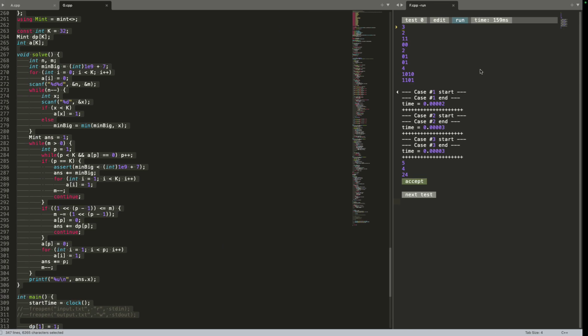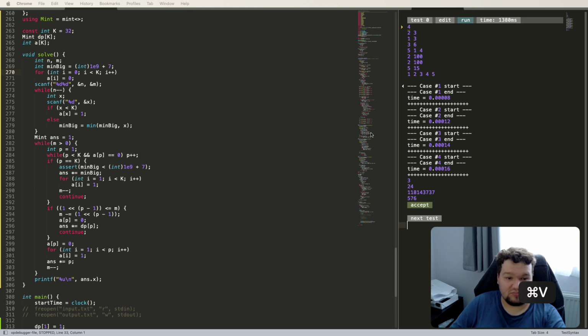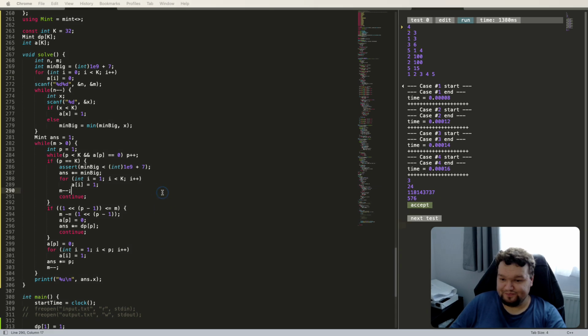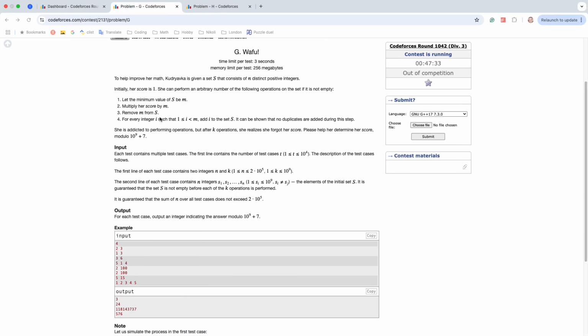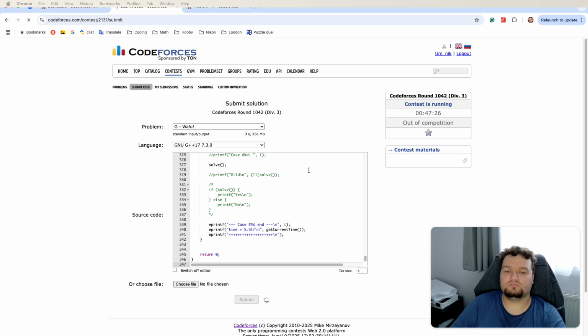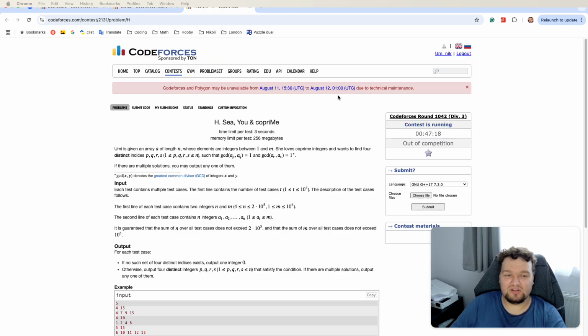Probably should run on samples. Looks good. Okay, I have reached the last problem and I have 47 minutes still. That might be good, might be a win for me.